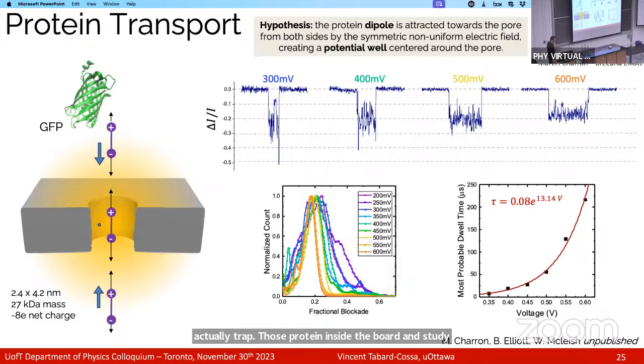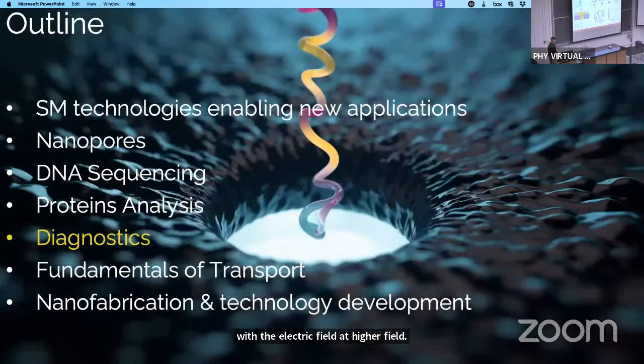So we think we can then think about this as being a potential well where our molecule is trapped, and this exponential factor here gives us information about the energy scale for that trapping behavior. And we feel like we also have less fluctuation in the current because we have more alignment of the dipole with the electric field at higher field. All right, I have to speed up, I think, a little bit.